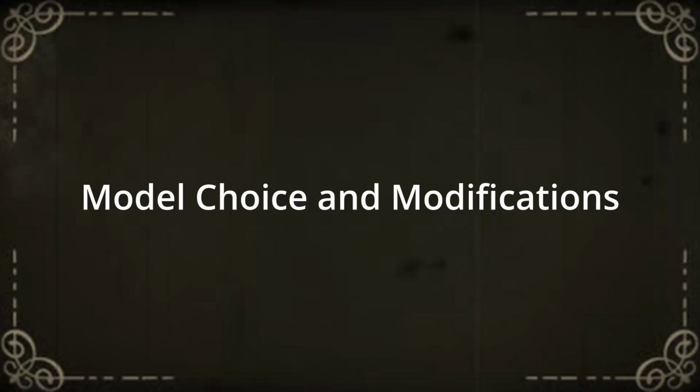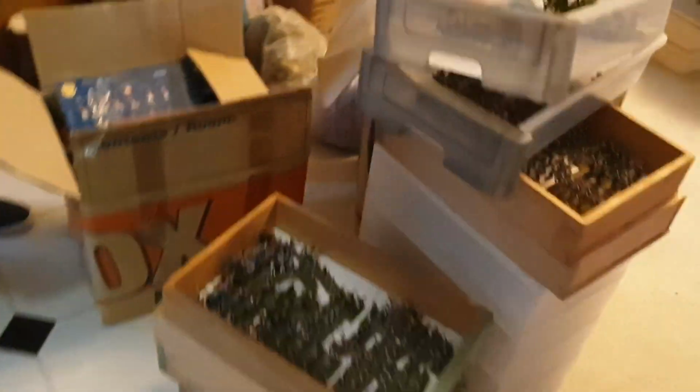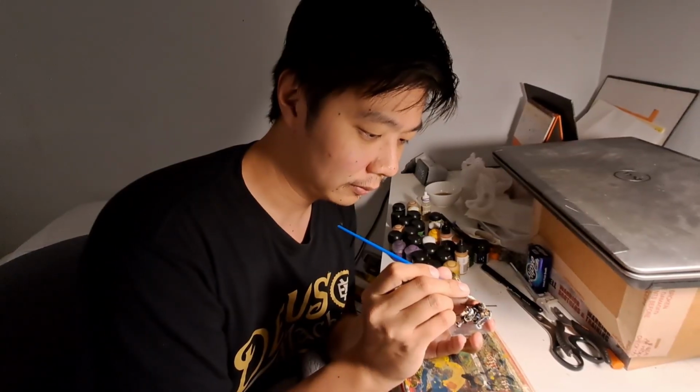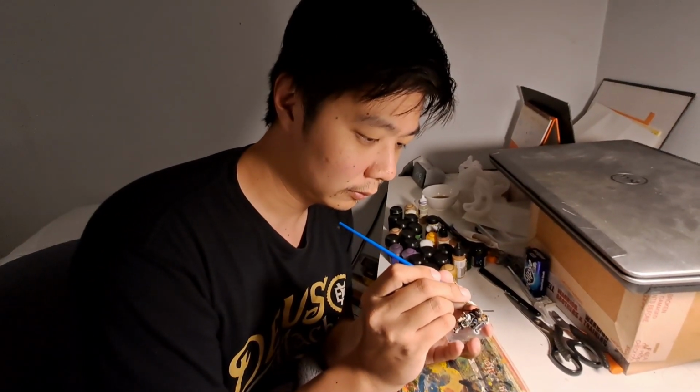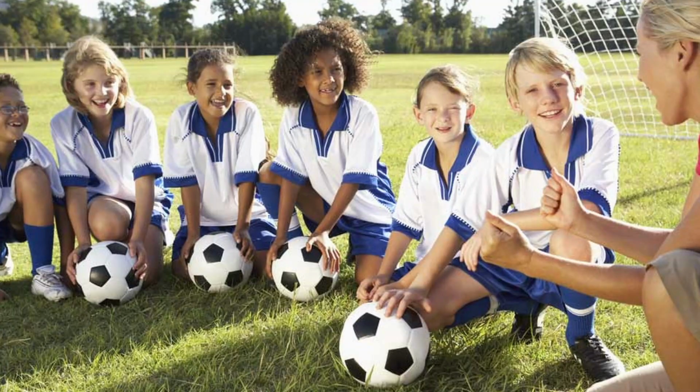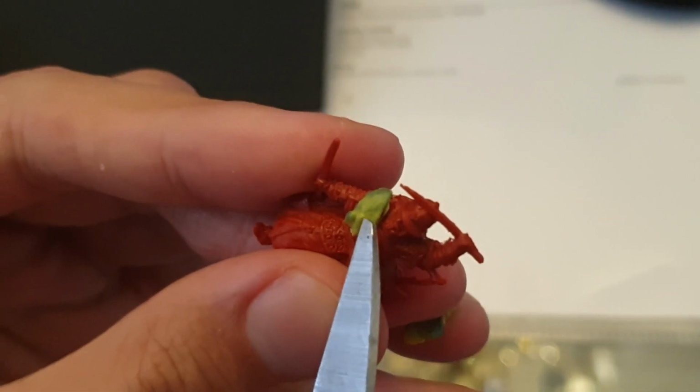Model choice and modifications. Once I know the foundational themes for the army, in building a unit, I will need to select the individual models to fill in a unit. Remember in school where you had to get picked for team sports? It's a little bit like that. Ideally, I want these sculpts to embody the themes.